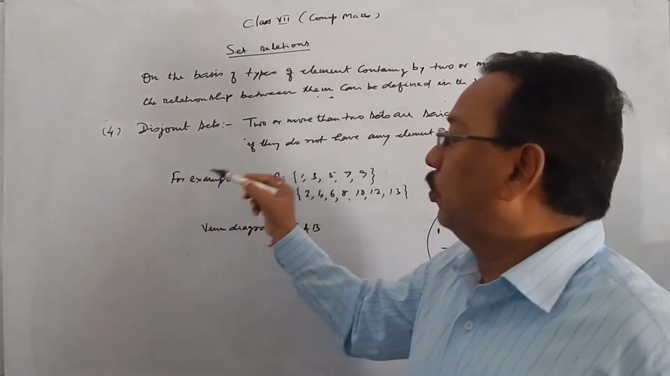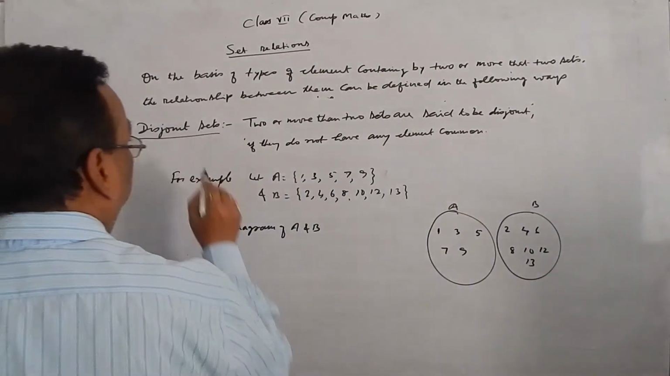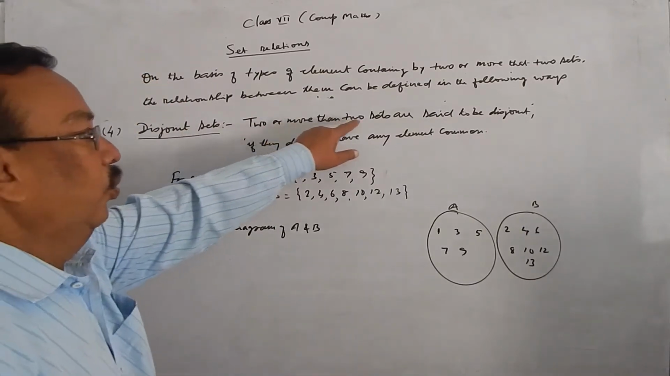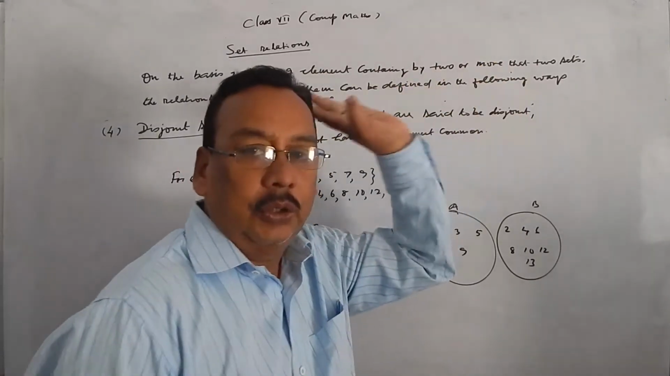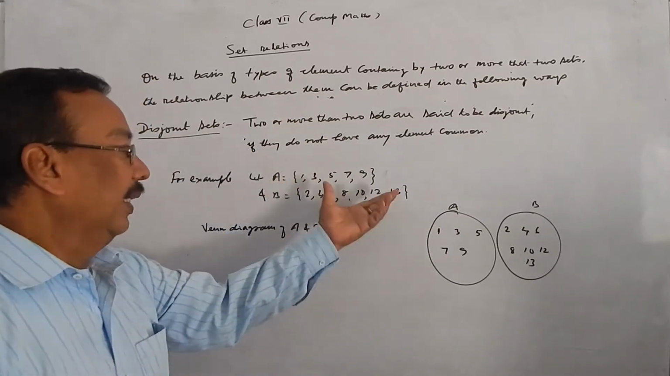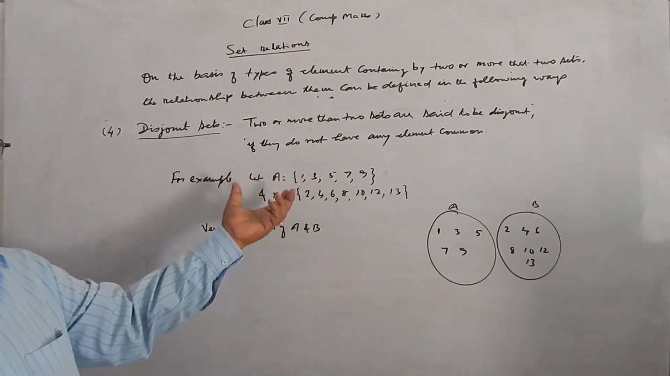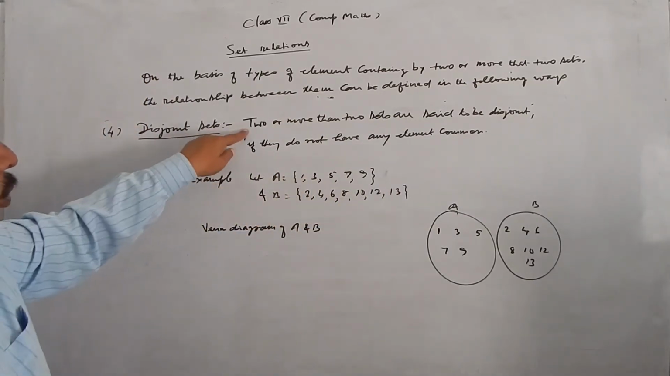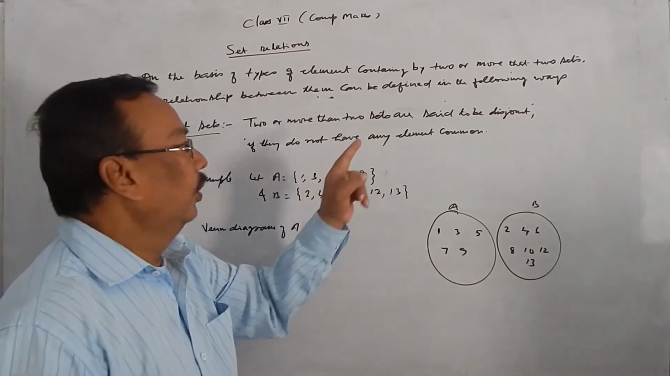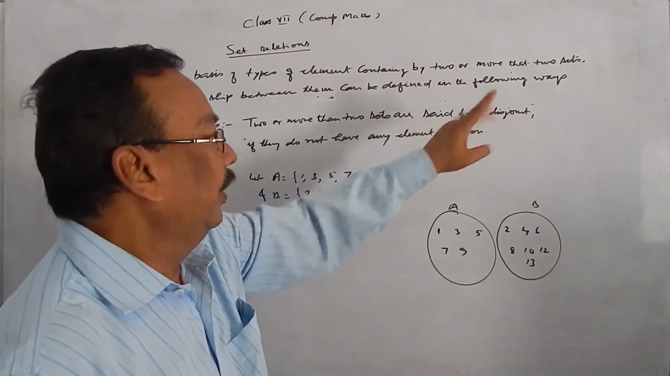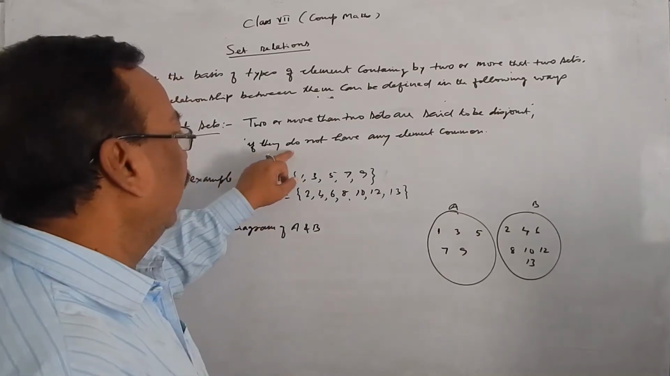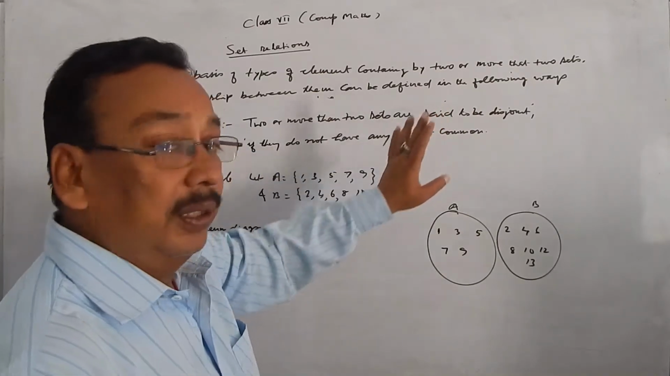Now the fourth is disjoint set. We are only taking two sets as examples, but you can also take three or more. Two or more than two sets are said to be disjoint if they do not have any element in common.